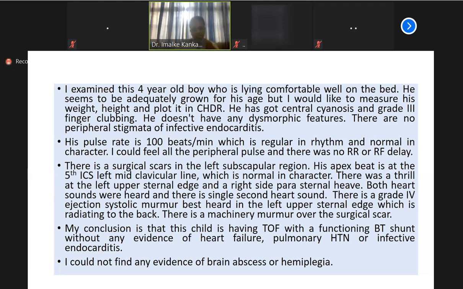So my conclusion is that this child is having congenital cyanotic heart disease, highly likely tetralogy of Fallot, with a functioning BT shunt, without any evidence of heart failure, pulmonary hypertension, or infective endocarditis. I could not find any evidence of complications like brain abscess or hemiplegia.